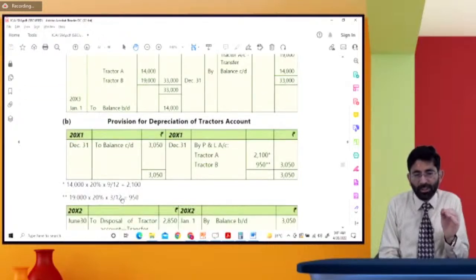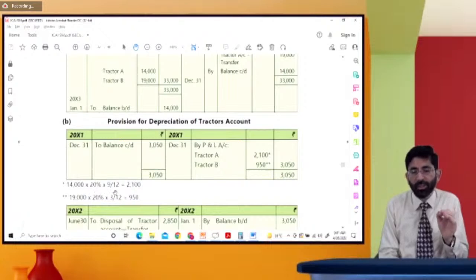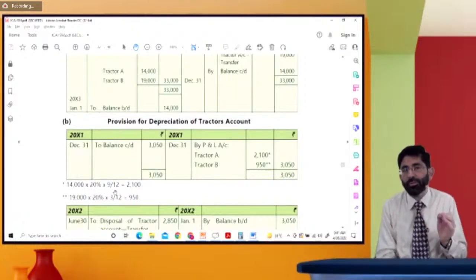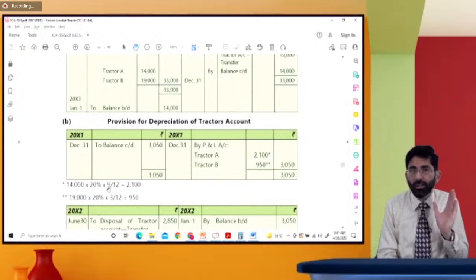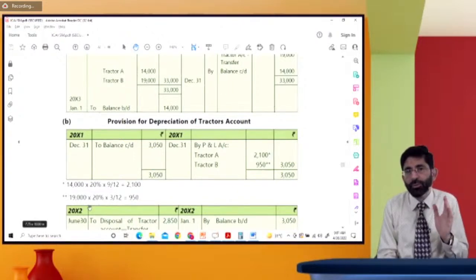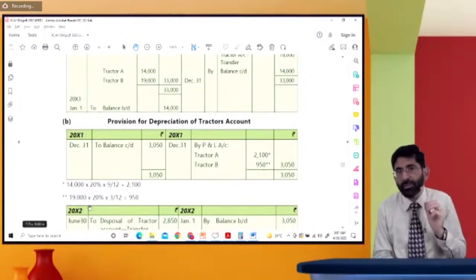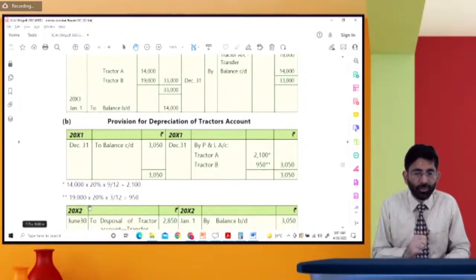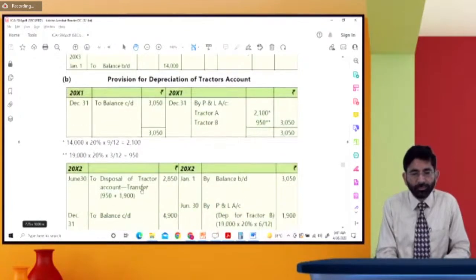Simultaneously, we have to charge depreciation for the first year. Depreciation is calculated in a very simple way: 14,000 into 20% into 9 by 12, because we purchased this asset on 1st of April, so depreciation for 9 months will be charged. The second asset is purchased on 1st of October, so depreciation for how many months will be charged, beta? It will be for 3 months only. So depreciation is charged for 2011.